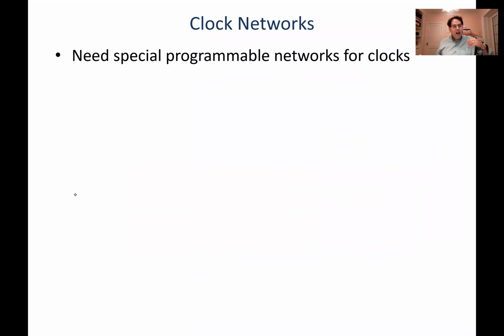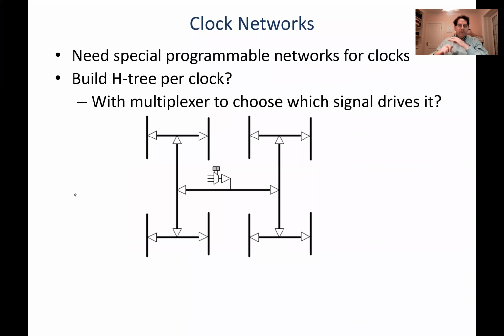Okay, so how do we do that? Convinced that we need special networks, what do we build? A classic clock distribution style, which is used heavily by ASICs, is called an H-tree. It's called an H-tree because it looks like a whole bunch of H's stuck together. Here's my first H, here's the second H, and so on. So the name H-tree is pretty literal.